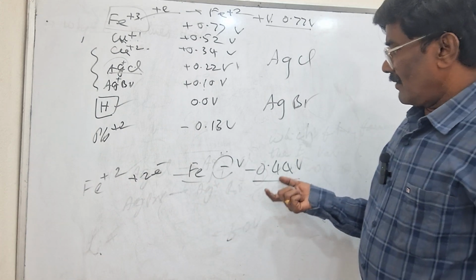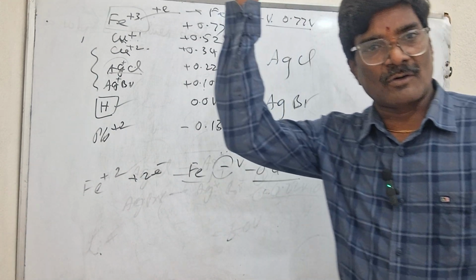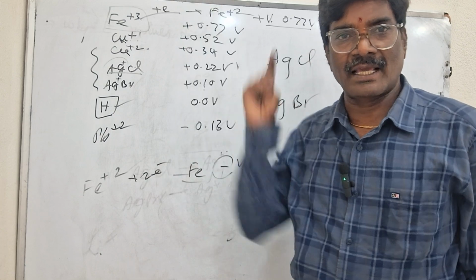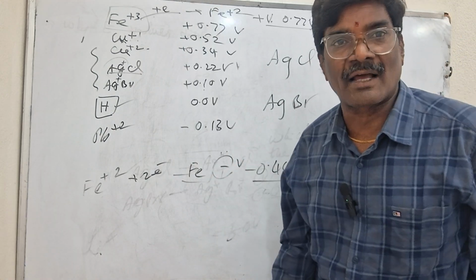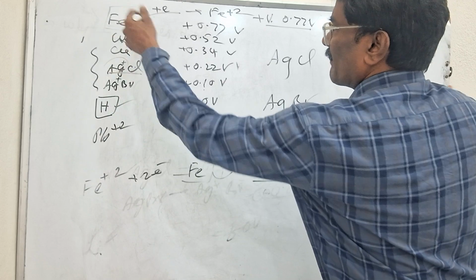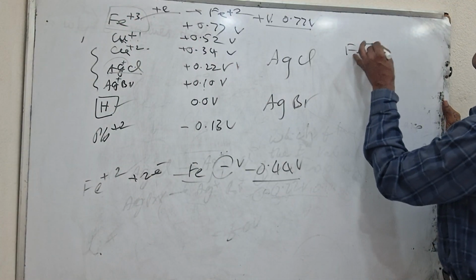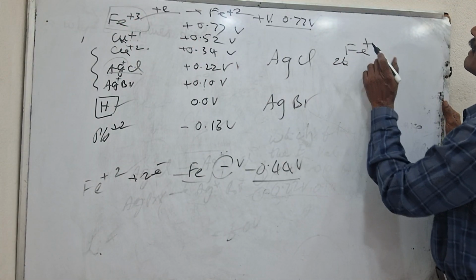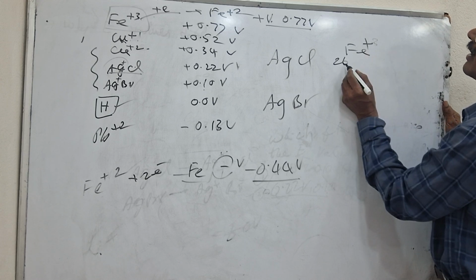Again, to discuss this point, we have to go back to first year. First year, what is there? Based on the electron configuration, what is the electron configuration of Fe plus 3? Fe plus 3, 26 electrons. Plus 3 means 3 electrons gone.